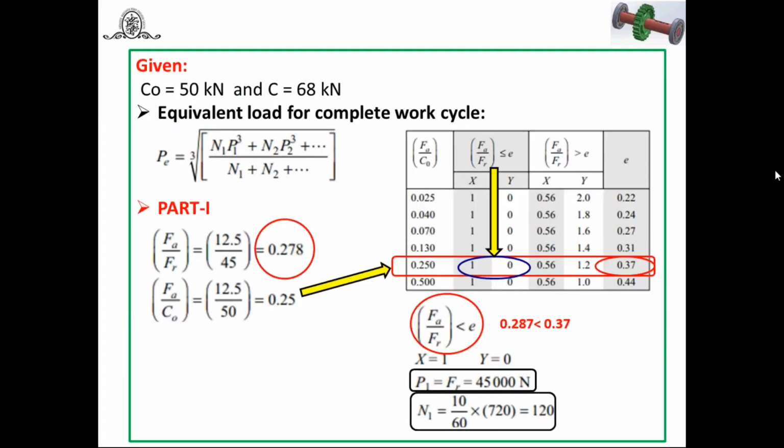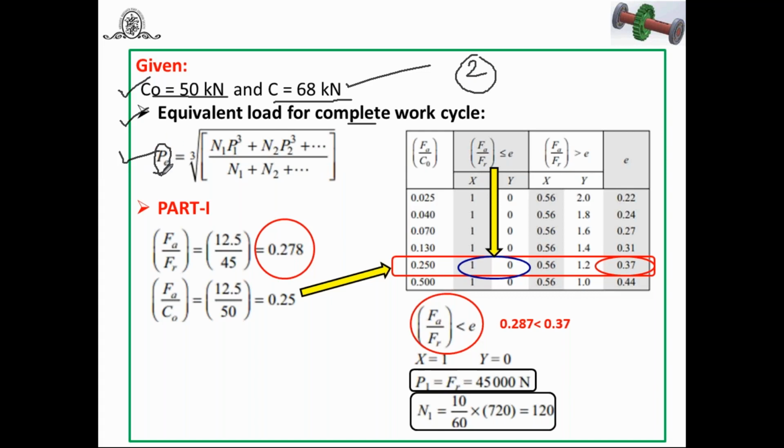Now what we have to do in the problem statement: first of all, write down the given data. C0 is 50 kilonewton, dynamic load capacity 68. We know how to find the equivalent dynamic load for a complete work cycle. This formula, P is equal to the cube root of (N1 P1 cubed plus ...). Now in this case, how many cycles? 2 cycles.